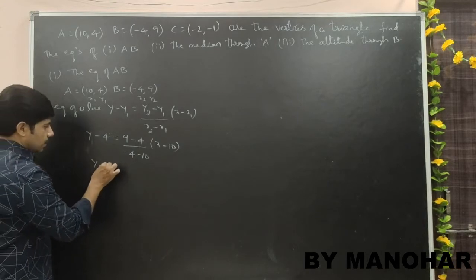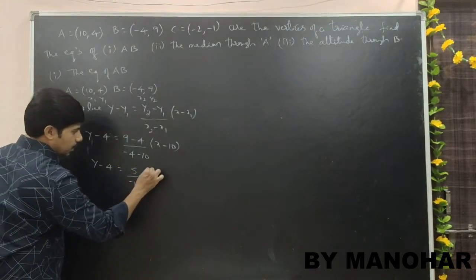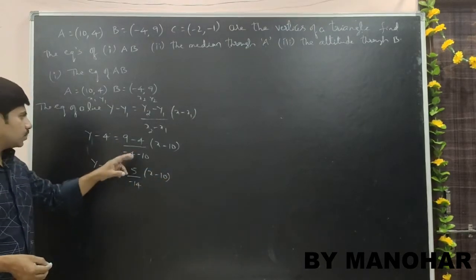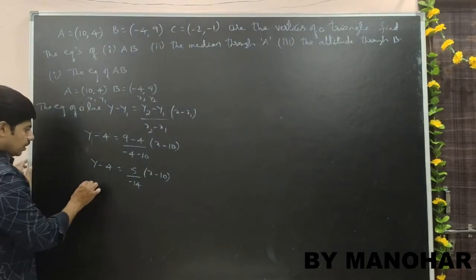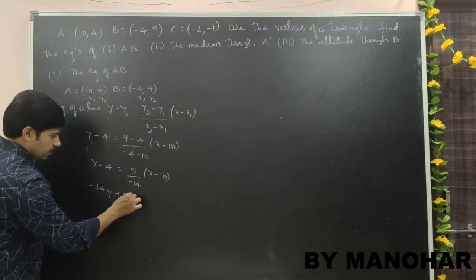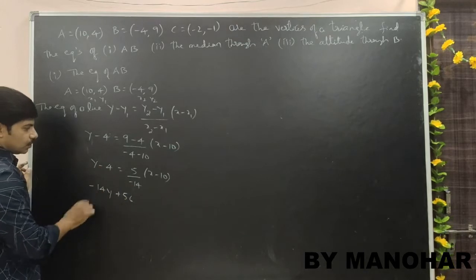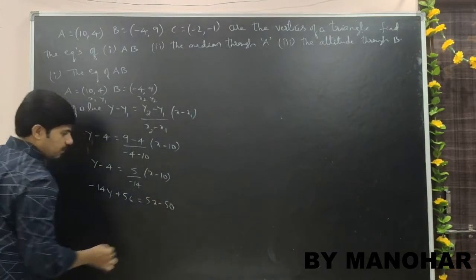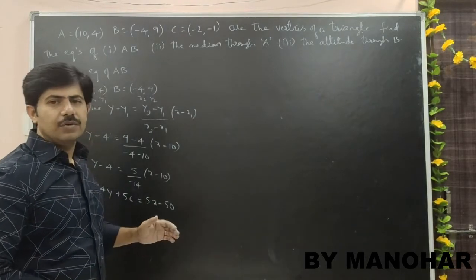So y minus 4 is equal to 5 by minus 14 into (x minus 10). See, 9 minus 4 is 5, and minus 4 minus 10 is minus 14. Now just cross multiply, we get minus 14y plus 56. See, minus 14 into y, and minus into minus is plus, 14 fours are 56, is equal to 5x minus 50. We multiplied the numerator with 5. Now after this, what we do is simplify.